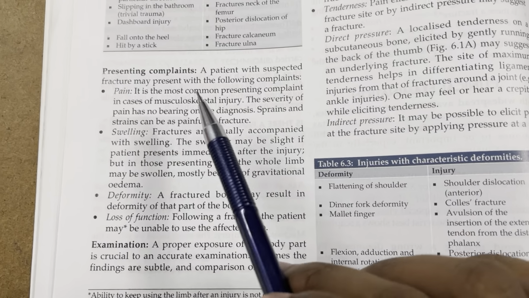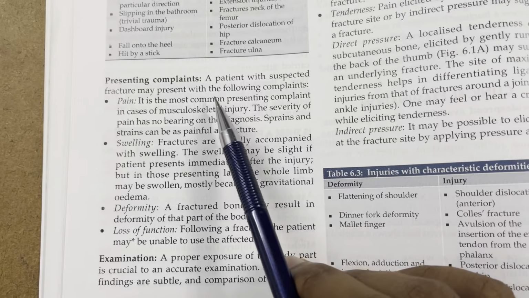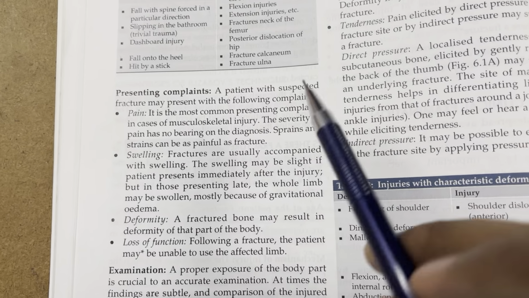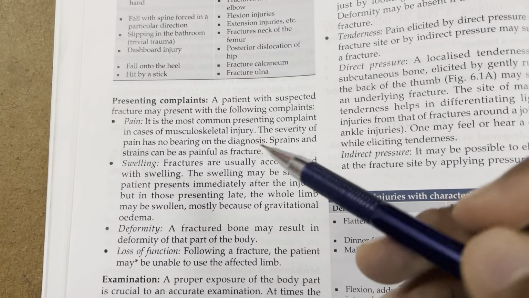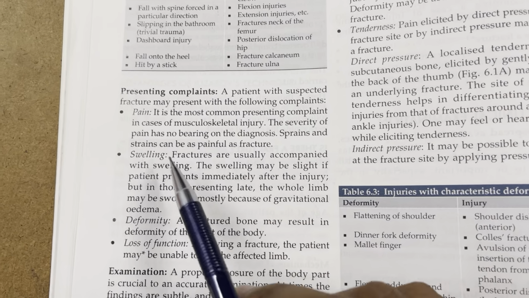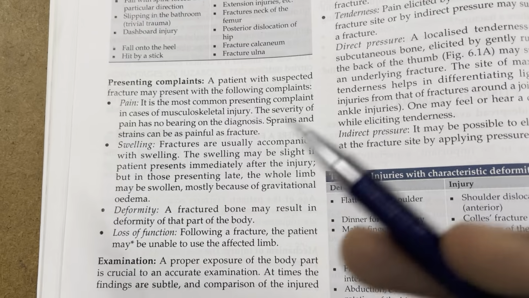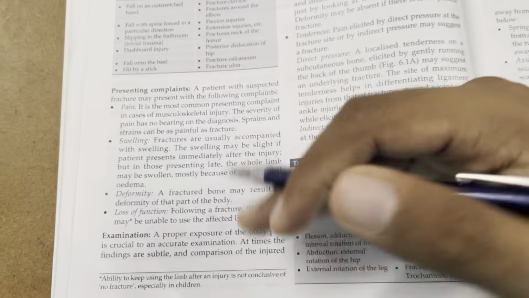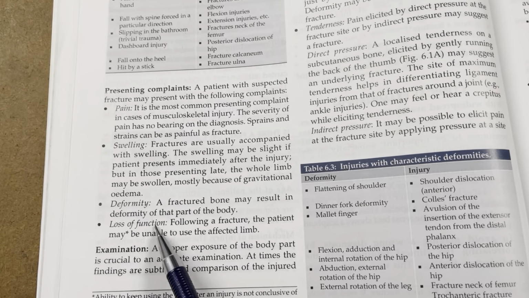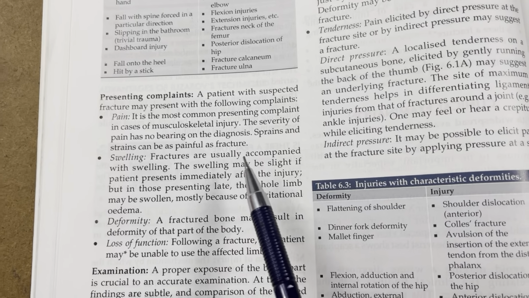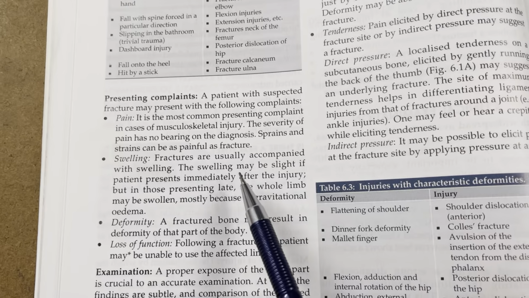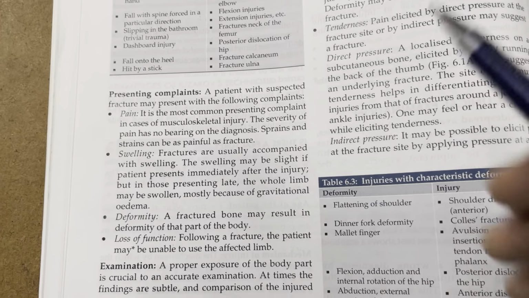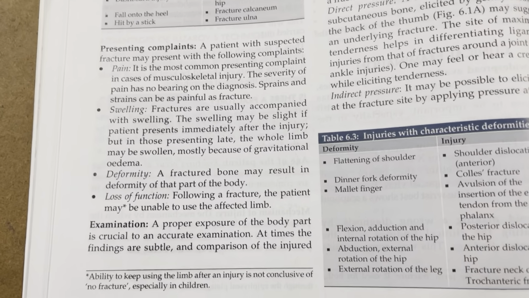Next, presenting complaints. The patient presents with pain, and the severity of pain has no bearing on the diagnosis. Sprains and strains can also be as painful as a fracture. So you'll have pain, swelling, and deformity. Any fracture can result in a deformity of that part of the body, and also there is a loss of function. Swelling may be slight if the patient presents immediately after the injury, but in those presenting late, the whole limb may be swollen because of passive gravitational edema.